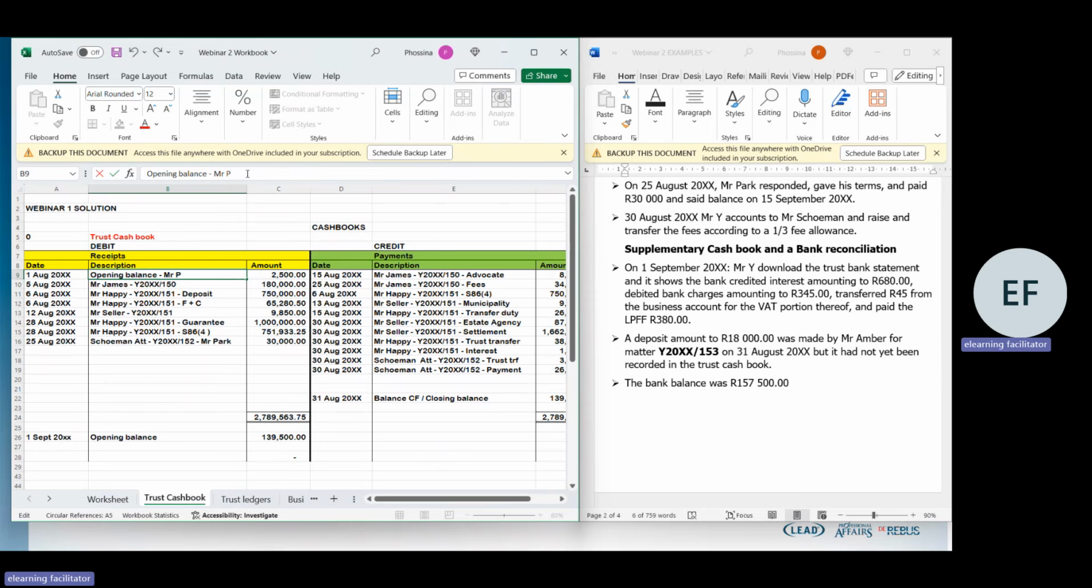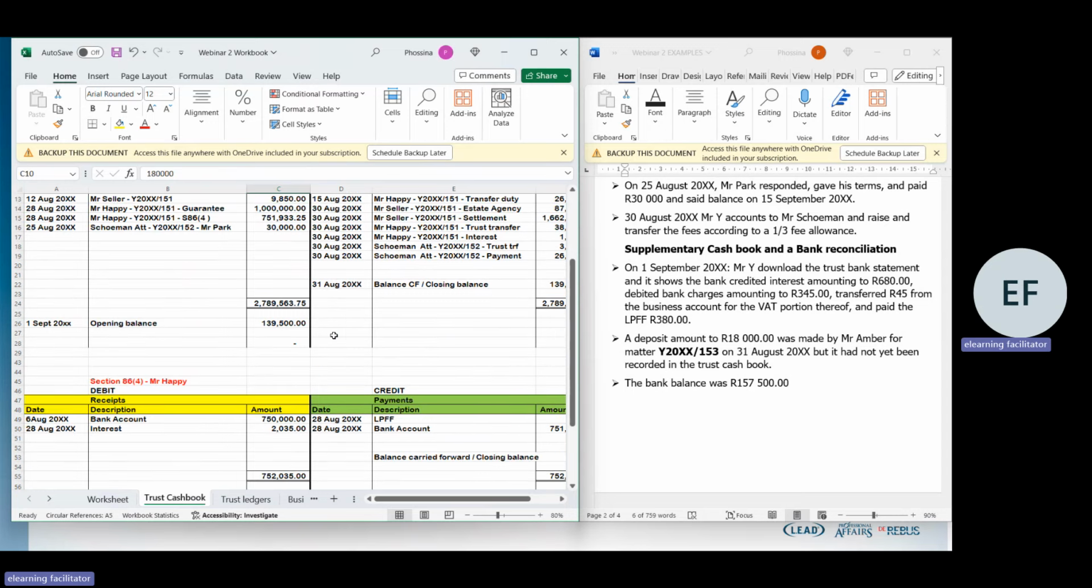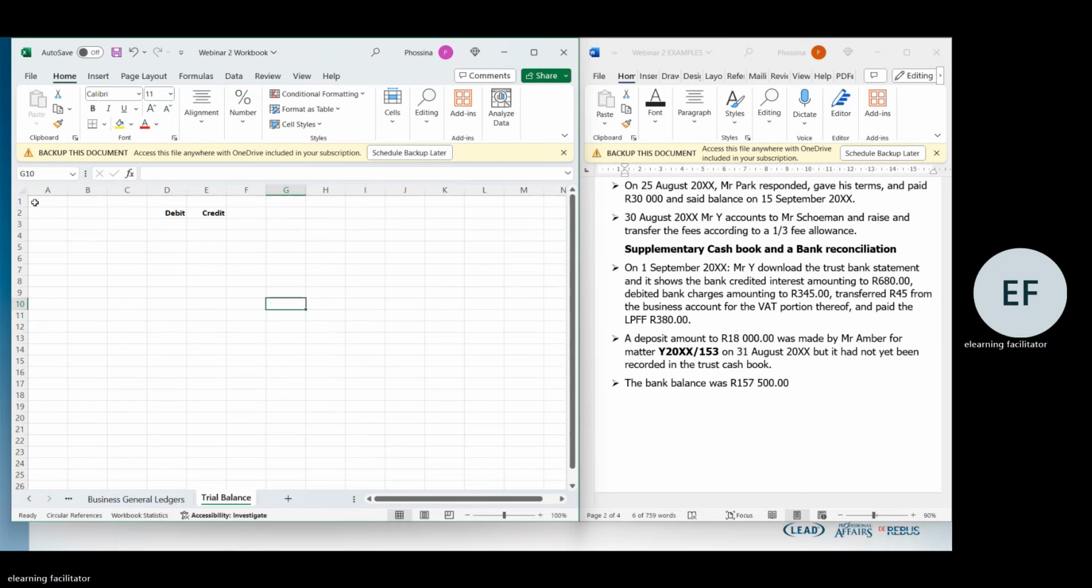And usually we have a lot of people, so we can't track. And then we've got Mr. James. Mr. James, if you check, we still have a balance. So if we are to do a trial balance for the trust, you will find we still have money in the trust account. So before we do the supplementary, let us do that. This is the trust position.